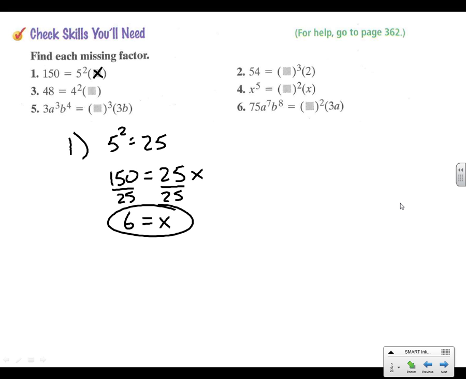So 1 is down. Let's see if you can do 2, 3, 4, 5, and 6. Pause the video. When you're ready to go, press play again.